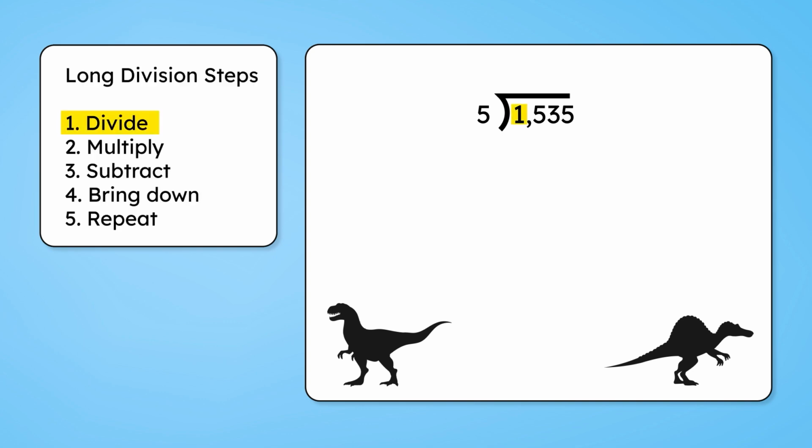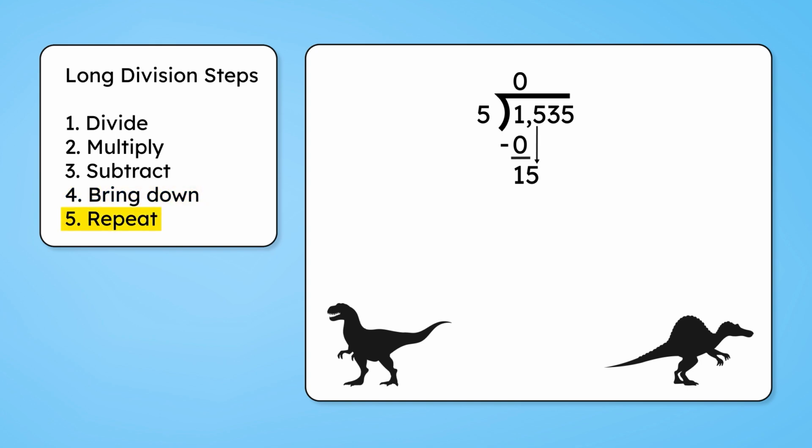Starting with the largest digit of the dividend, can 5 fit into 1? No, so we'll record a 0 in the thousands place of the quotient. Multiply 0 times 5, that equals 0. Subtract 1 minus 0, which equals 1. Bring down the next digit in the dividend.